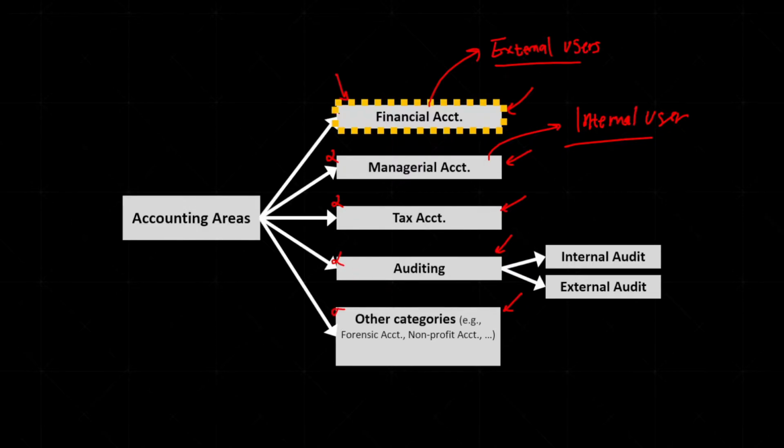Why is it called financial accounting? Well, basically because we are dealing with 4 financial statements, including income statement, retained earnings statement, balance sheet, and cash flow statement. These 4 financial statements are the output of a financial accountant's job.